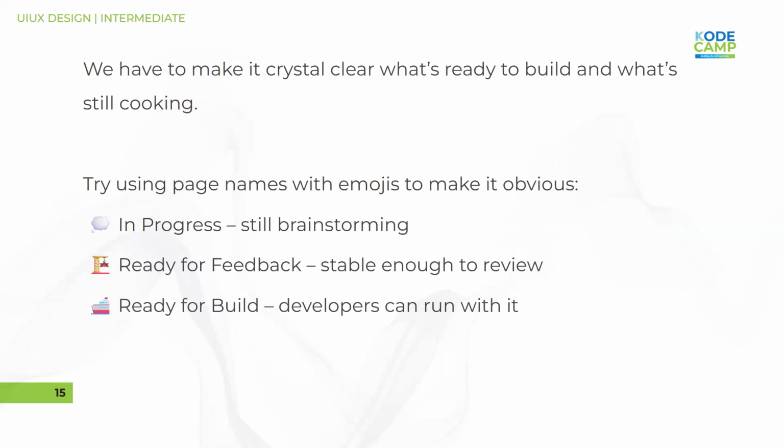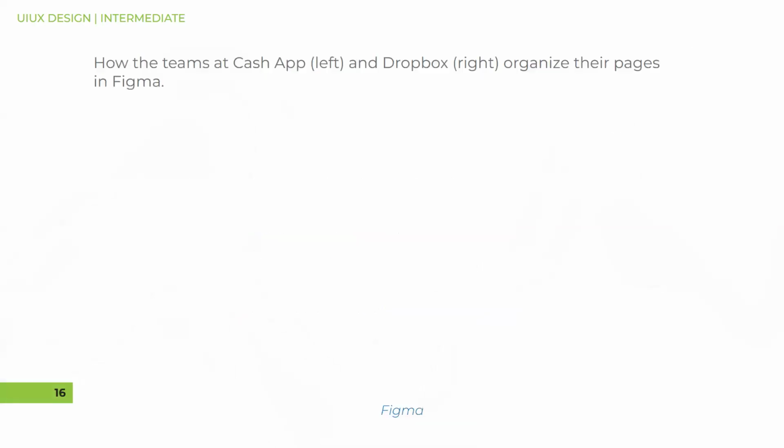All right, so try using page names, like with emojis, though most times it's not necessary. You can have an In Progress page, where you are still brainstorming. Then Ready for Feedback, which is where your stakeholders and project managers come in to check. And then we have Ready for Build or Ready for Development. This is where your developers go, so that they don't get distracted with a lot of UIs.